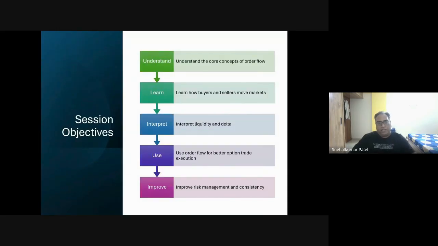So in today's session, we will be discussing the core concepts of the order flow. We will learn how buyers and sellers move the price as well as the whole market. We will look at how to interpret the liquidity and delta. Delta is one of the core concepts in order flow. We will discuss it later. We will use order flow for better option trade execution. And finally, we will look at how to improve the risk management and consistency in trading. So these are the key objectives for the session today.